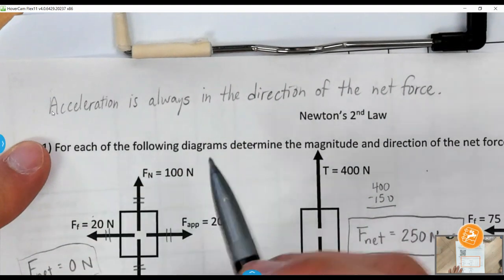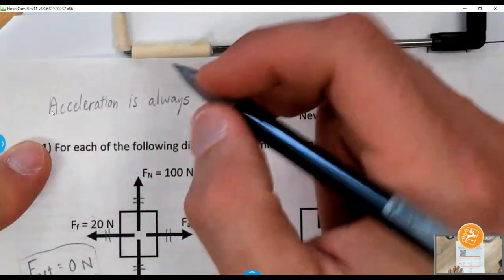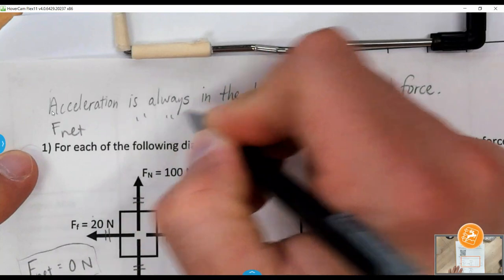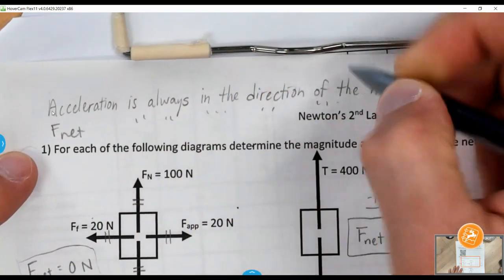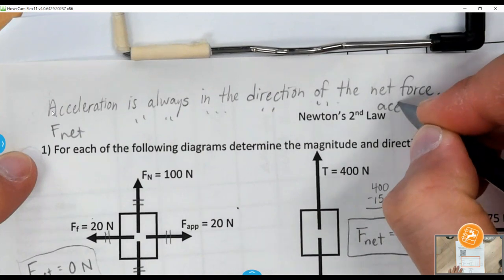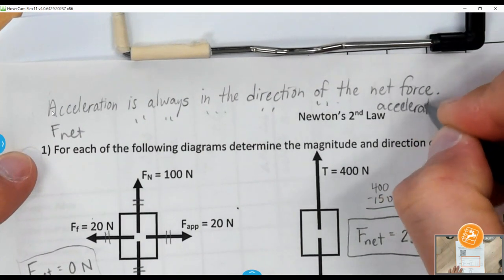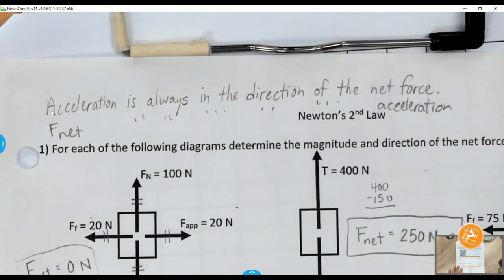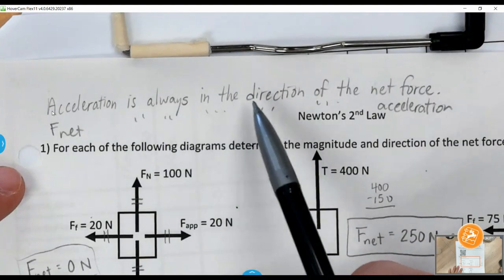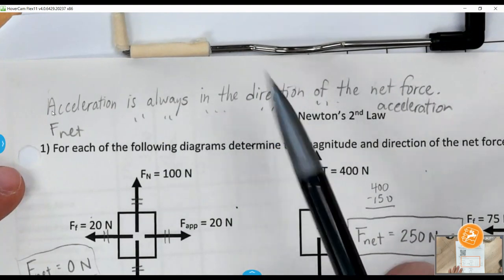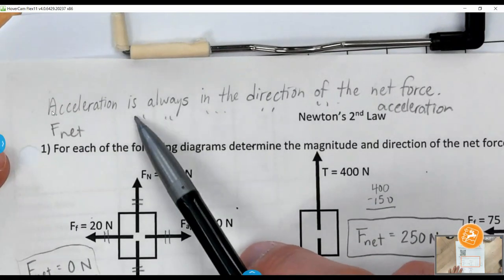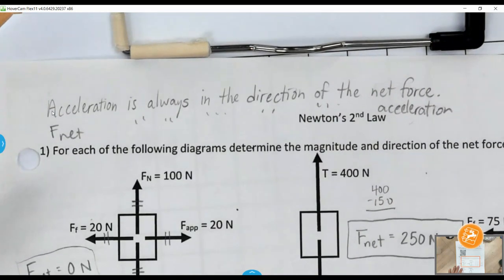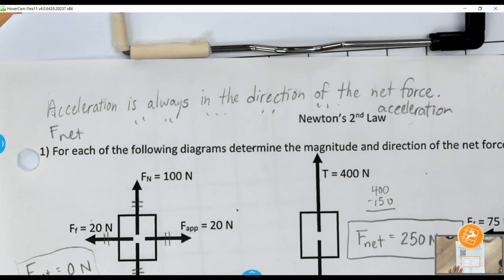All right? And so you can basically replay this. Net force is always in the direction of the acceleration. Those little quotation marks are just shorthand, which means all the words above were the exact same. So F net is always in the direction of the, and then I changed the last one, acceleration. All right.